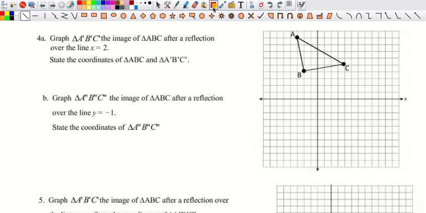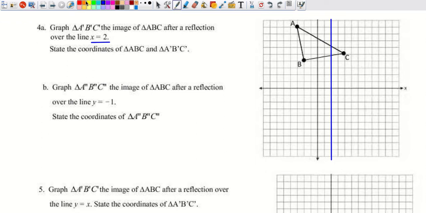All right, and what happens if you're not reflecting in the y-axis or the x-axis, but it's still a vertical or horizontal line? Well, we still follow the same rule we did earlier. So first of all, we want to reflect over the line x equals 2. So let's draw that line first. So x equals 2 is a vertical line that goes through 2 on the x-axis. And we're going to follow the same rule we just did, okay?